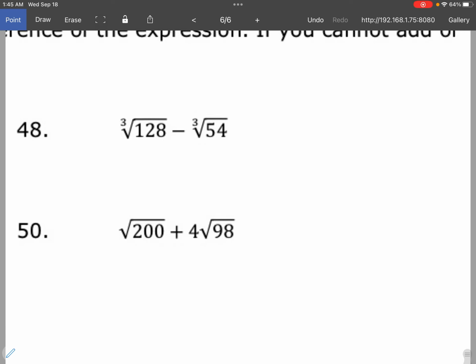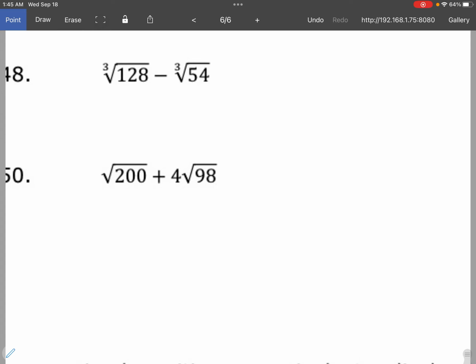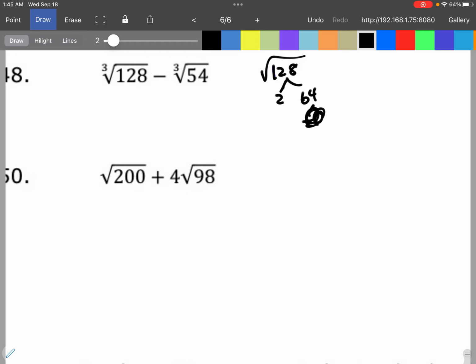Oh, we got the weird house over here. Cube roots. This is for 48 and 50. Now we got to do some side math. 128. What is 128? Is that 2 and 64? And then 2 and... Oh my God. I just had an epiphany, y'all. We can stop here at 64. And the reason why we can stop here is because I know 64 is perfect.